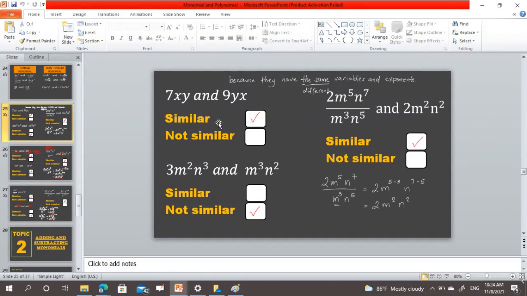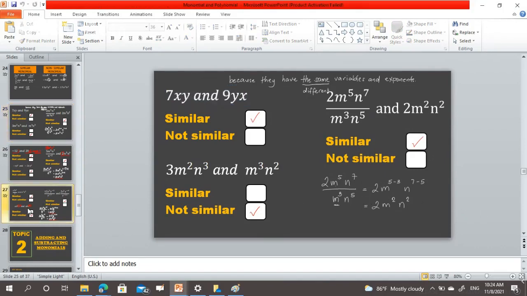Coefficient, variable, or exponent? X is a variable. Variable, yes. So you can say that two monomials are similar if they have the same variables and the same exponent. All right? They have the same variable and the same exponent.